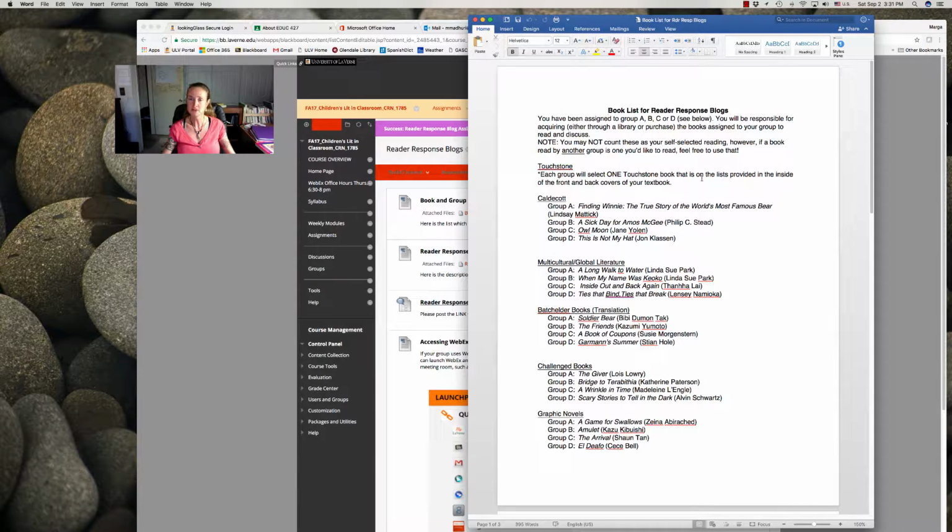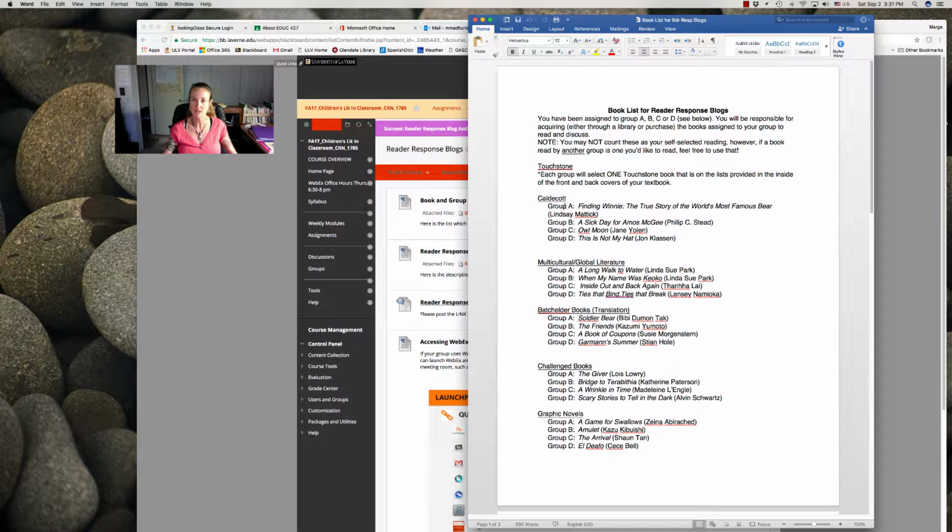Your group will select the first book, the Touchstone book, that comes from the inside covers of our textbook in here. So that's the first one due. So you'll discuss that book through WebEx or some other online group discussion board. And then each group is assigned particular books based on the different categories.